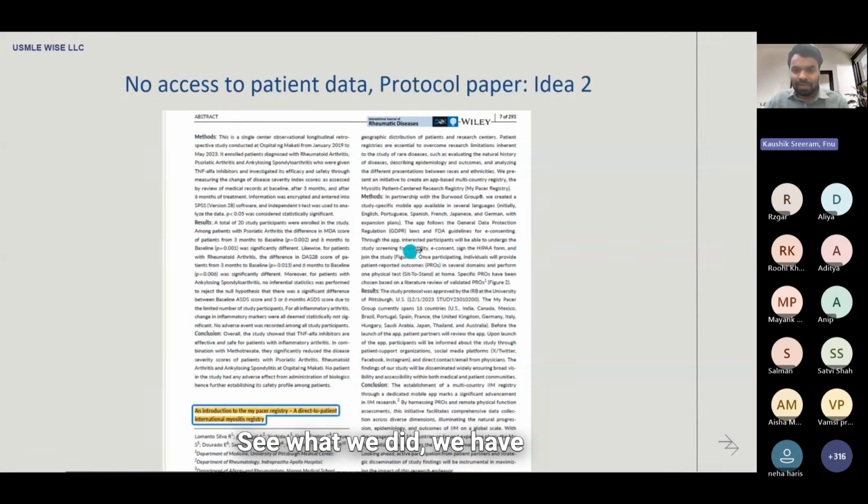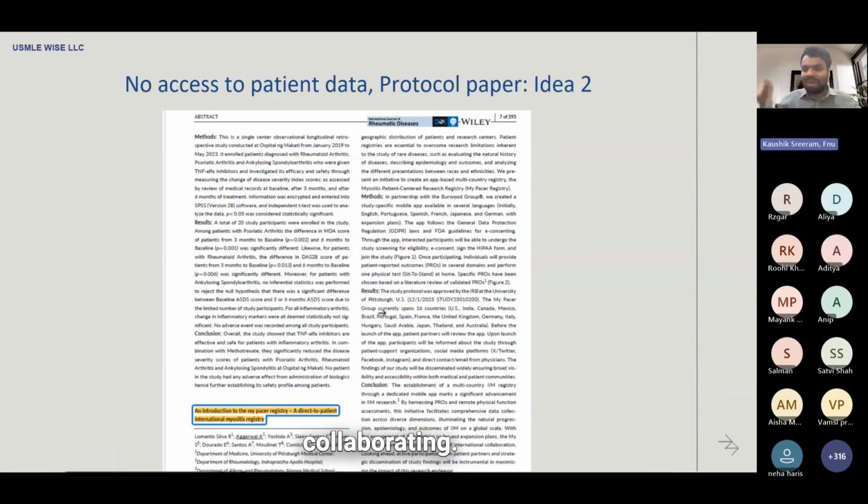See what we did. We have 16 countries in the MyPacer registry. Who's the ethics committee on record? University of Pittsburgh. That's it. So based on the University of Pittsburgh IRB, we are enrolling patients from other centers. So at least one ethics committee board should sit and say, okay, does this research meet the ethical standards?